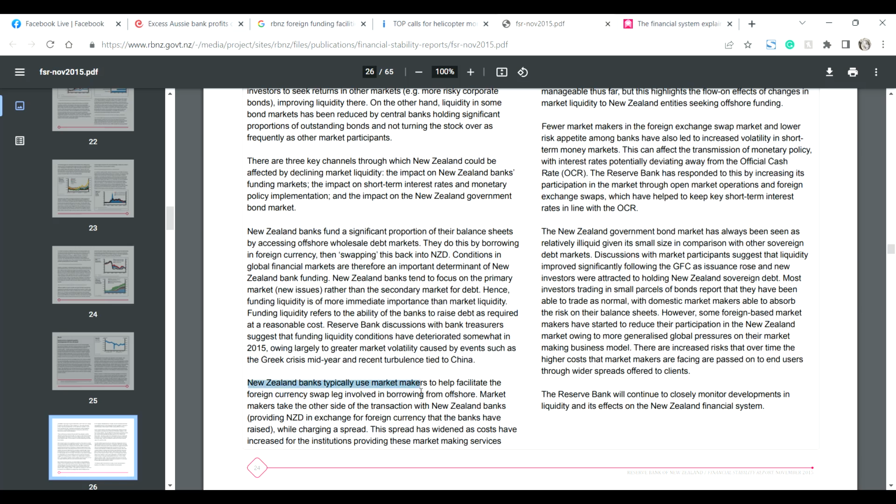New Zealand banks typically use market makers to help facilitate the foreign currency swap leg involved in borrowing from offshore. Market makers take the other side of the transaction with New Zealand banks. This is via settlement accounts at the Reserve Bank, I add. Market makers provide New Zealand dollars in exchange for foreign currency that the banks have raised, charging a spread.